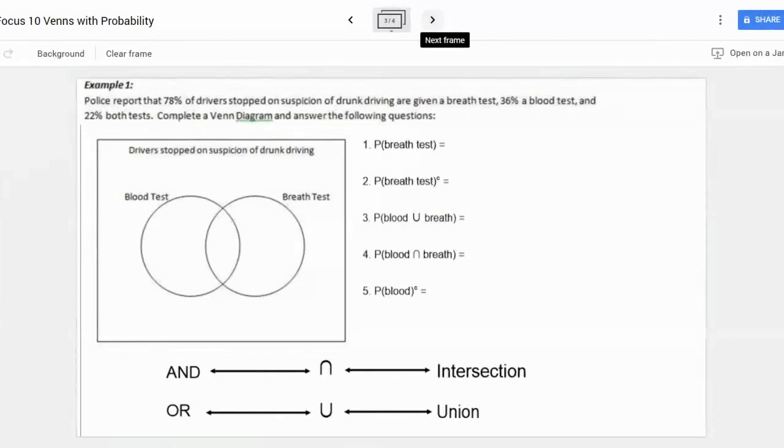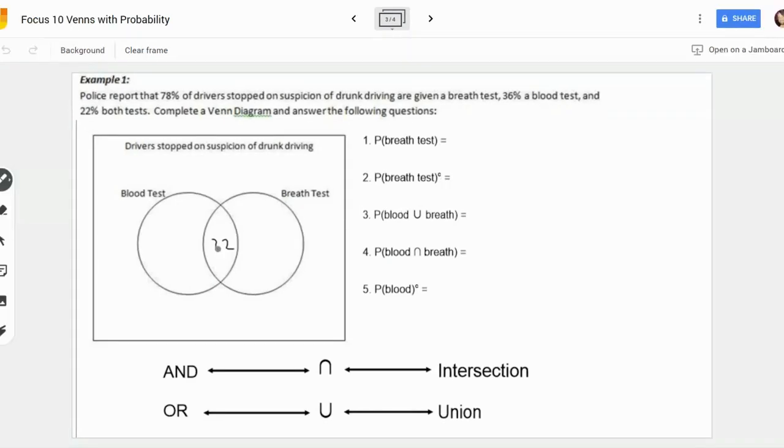We did this before, so we could fill this out a little more quickly than last time. The report says that 78% of drivers stopped on suspicion of drunk driving are given a breath test. So we know the full circle is 78%. We know that 36% are given a blood test, and 22% both tests. So we have to start in the middle with 22, because it's both tests. Then we can figure out what the other two are.